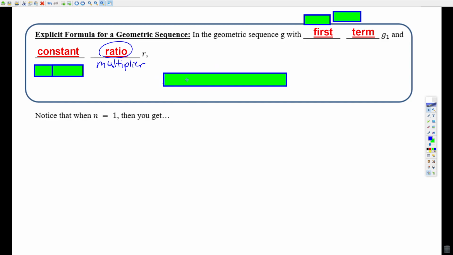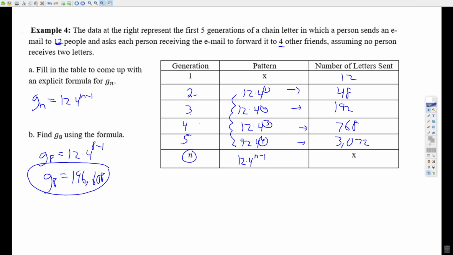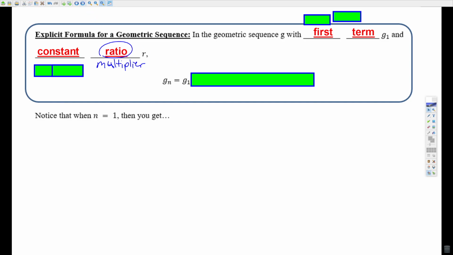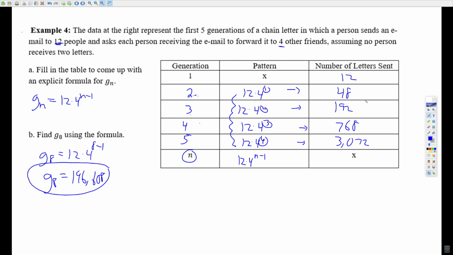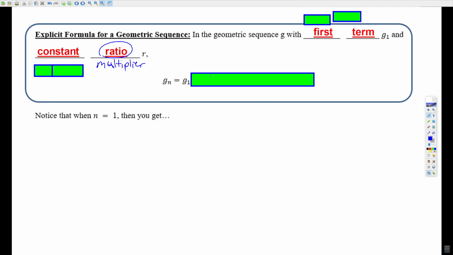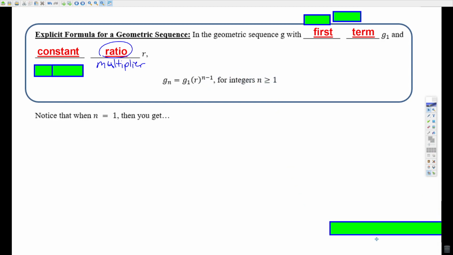Here's our formula. It's g sub n equals, well, where does the number 12 keep coming from? That's your first term. So that'd be g sub 1. And then what are we multiplying by? The 4 keeps coming from our constant ratio, or constant multiplier. To go from one to the next, we keep multiplying by 4. So that would be, in this case, r, the constant ratio. And then it has to be raised to the n minus 1. And this one also includes the 4 integers part, which I don't make you do for the explicit one, only the recursive ones.